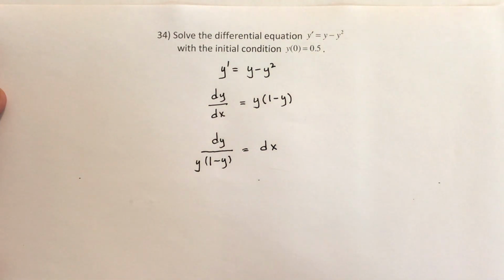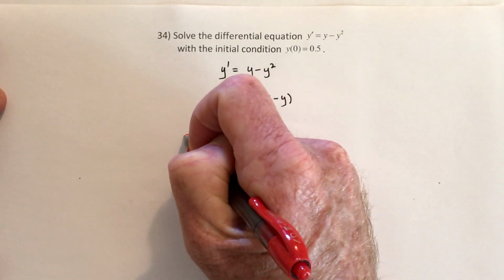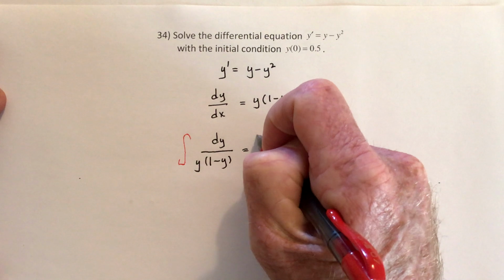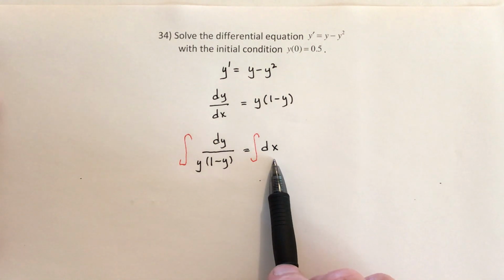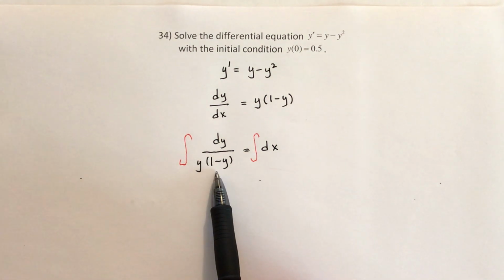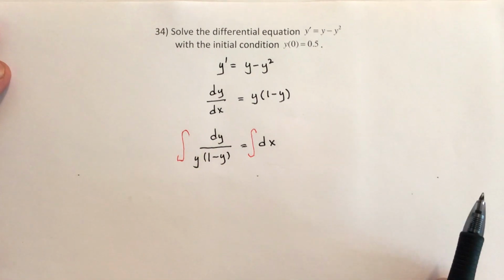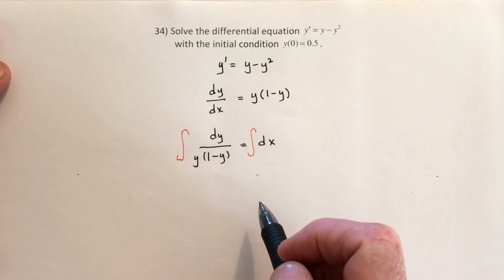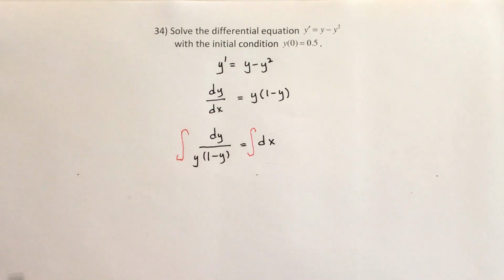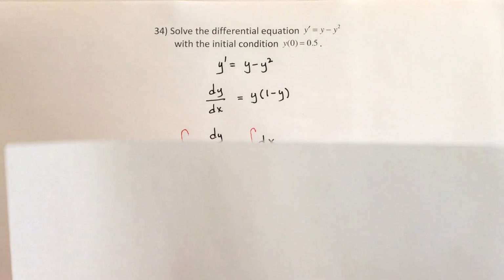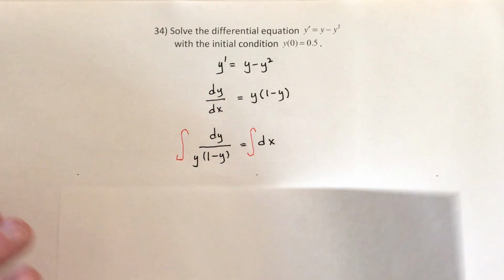And now that we have separated the variables, we integrate this side and integrate this side. So the right side is easy. That's just going to be x plus c. On this side, we're going to use partial fractions. So partial fraction decomposition. What I think I'll do is just get a separate piece of paper and do that part.